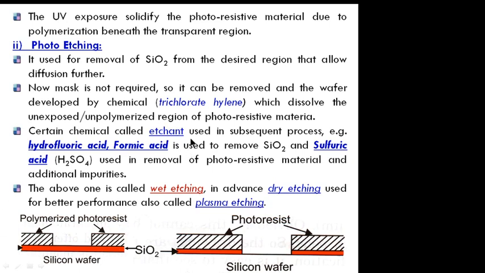These are all basically etchants, and when these solutions and hot water treatment are given to the chip for removal of SiO2 and photoresistive material respectively, the set of processes is known as wet etching. In advanced form, there is also dry etching, where no chemical is used and the unwanted material is removed just by plasma etching.